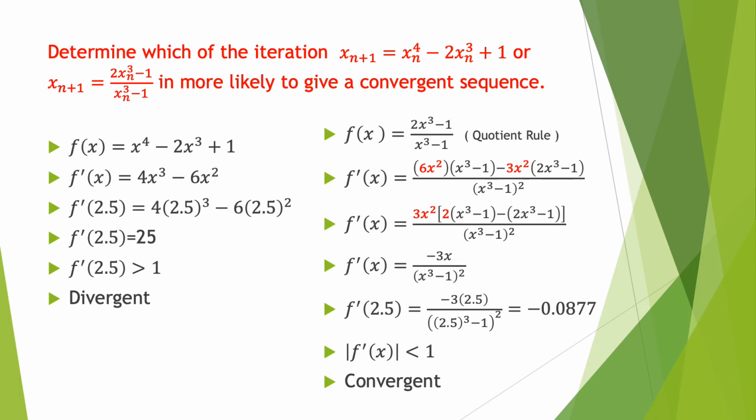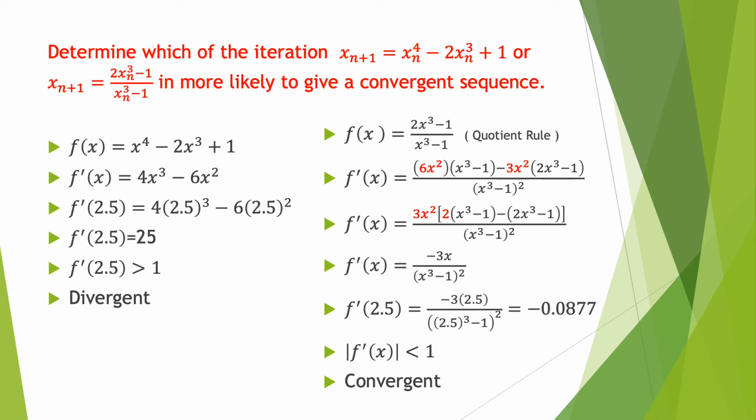function on the right side. So we differentiate the function f(x), we have f'(x) equals, we differentiate the u, we have 6x^2, then v, x^3 - 1, minus, differentiate the v, we have 3x^2, then multiply with the u, 2x^3 - 1, over the v squared, (x^3 - 1)^2.